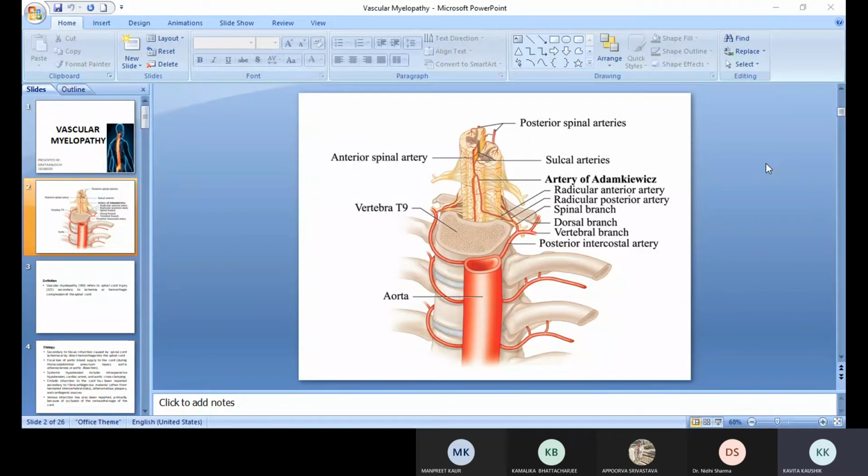As per the function, the anterior spinal artery supplies the anterior and the lateral cord, and the posterior supplies the dorsal column of the spinal cord. Then what is vascular myelopathy? It refers to spinal cord injury secondary to ischemia or hemorrhagic compression of the spinal cord.